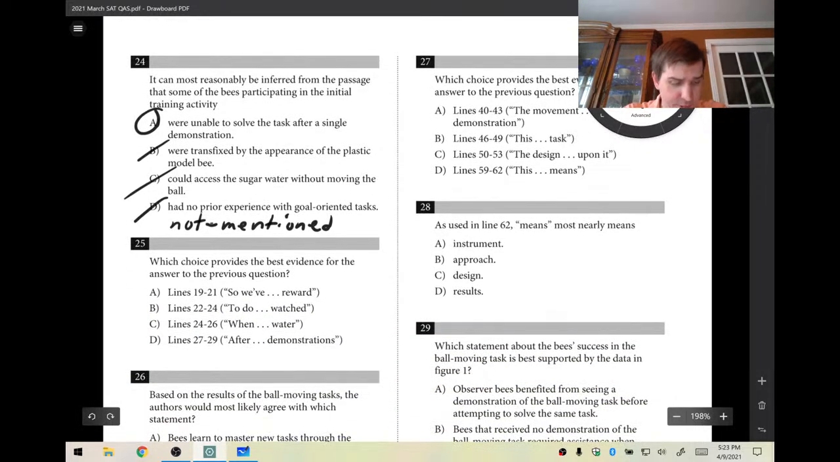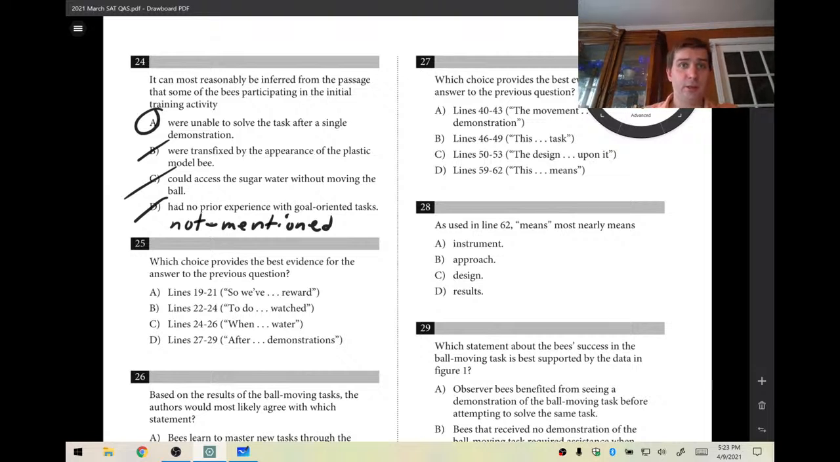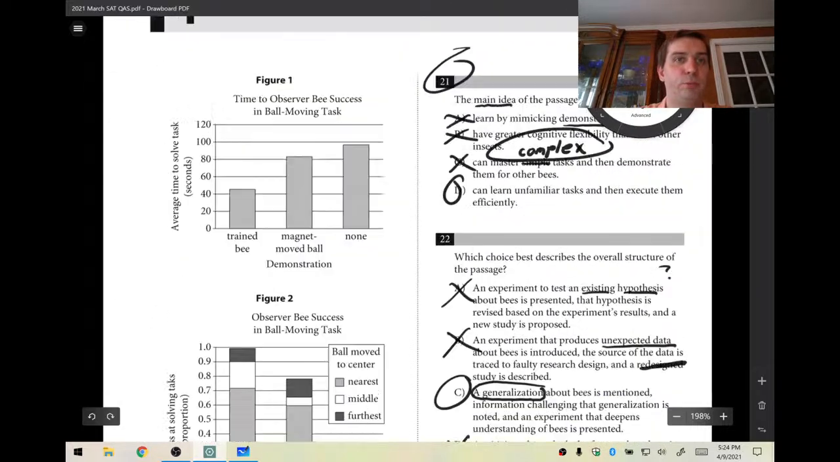And now we have to find the evidence. Where does the passage mention that some were able to do it? Some were unable to solve it initially after a single demonstration. And I even see demonstrations, plural, in this answer choice, the right answer choice. So you see that single demonstration? I'm seeing the word demonstrations here. Let me just read lines 27 and 29. I know it's the right answer choice, but that's why it's the right answer choice.